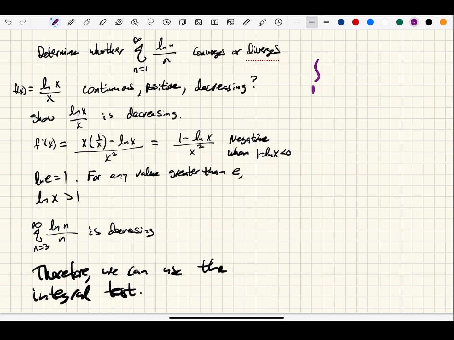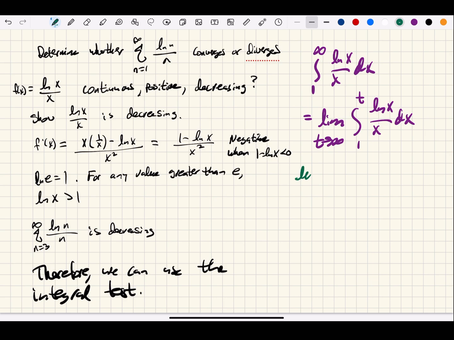So, the integral from 1 to infinity of the natural log of x over x dx. Now that's an improper integral, so I'm going to say the limit as t goes to infinity of the integral from 1 to t of natural log x over x dx. What am I going to do? I see a function in this term. So we can say let u be the natural log of x, then du would be 1 over x dx, right? So the integral is really just u du, which is going to be u squared over 2.